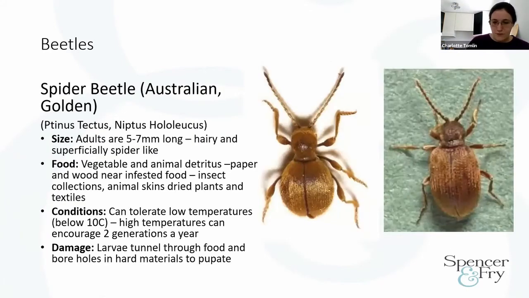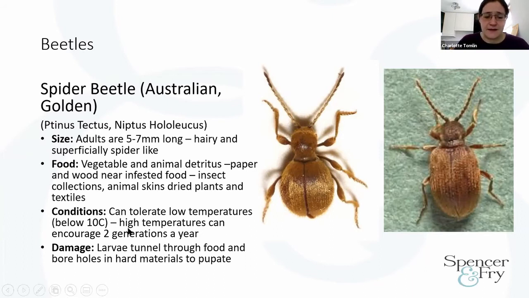And the last beetle before we move on to exciting moths, this is a spider beetle. So these guys are about 5 to 7 millimeters long and are very hairy and superficially look like a spider, hence their name. So they focus on vegetable and animal detritus, including paper and wood. They also go for insect collections and animal skins. But they can also tunnel into hard materials such as wood when they're ready to pupate. So again, it's the larvae that do most of the damage.